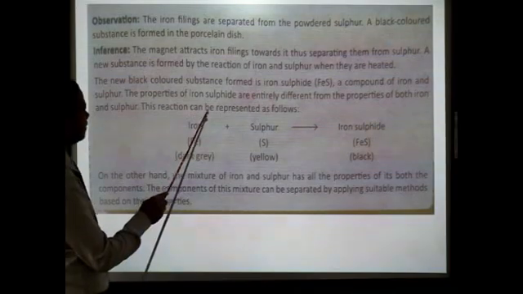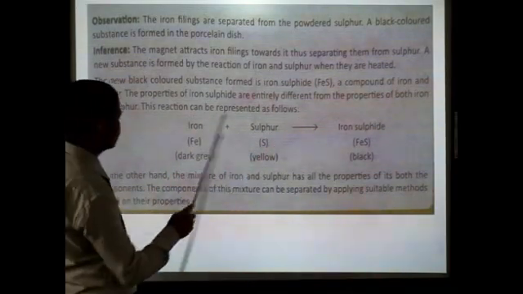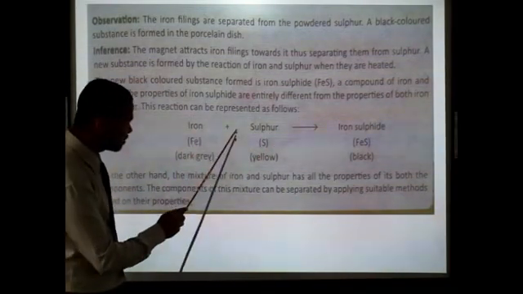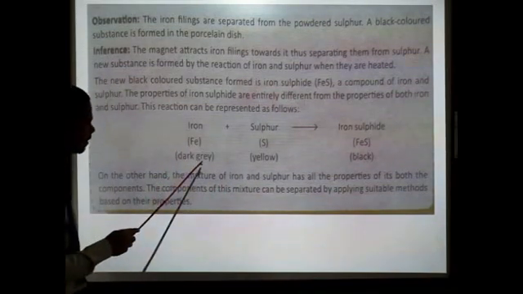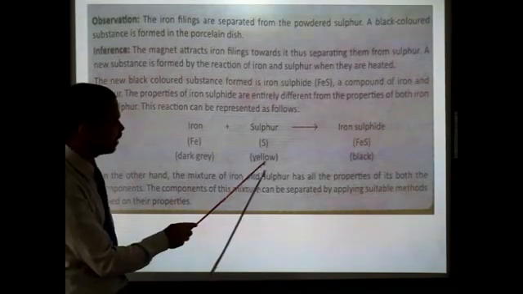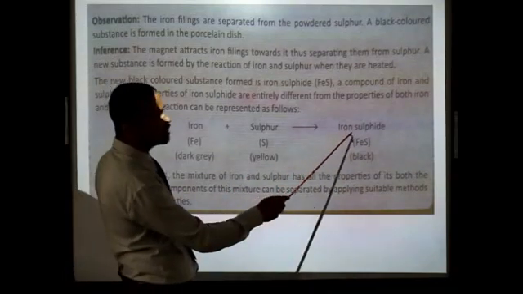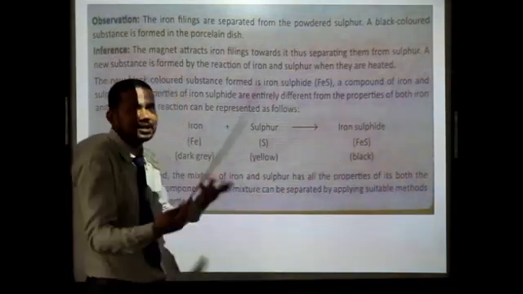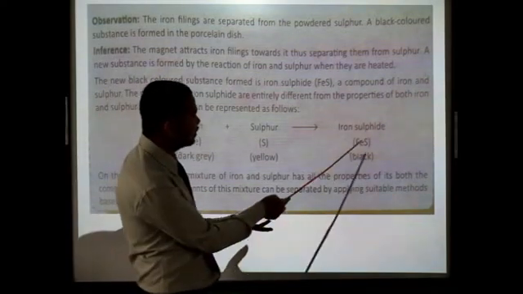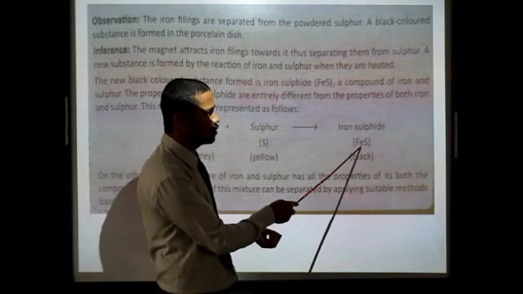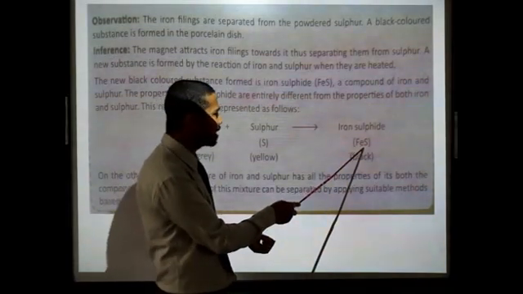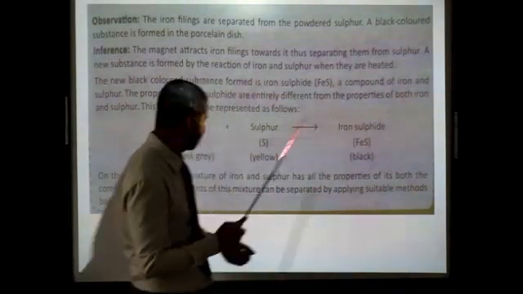This reaction can be represented as follows. Iron, Fe, plus sulfur, S. So what is the color of iron? Dark gray. Sulfur, yellow. Then the product you are getting is iron sulfide, which will not get attracted towards the magnet. And the color of this is black. And you can see the molecular composition has changed. It is FeS.